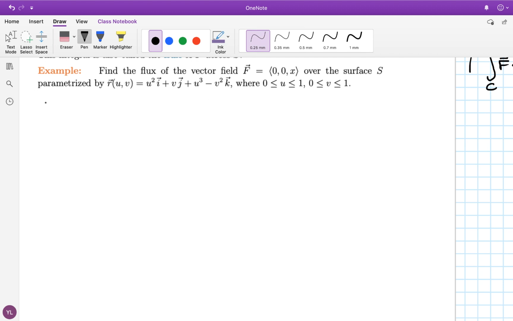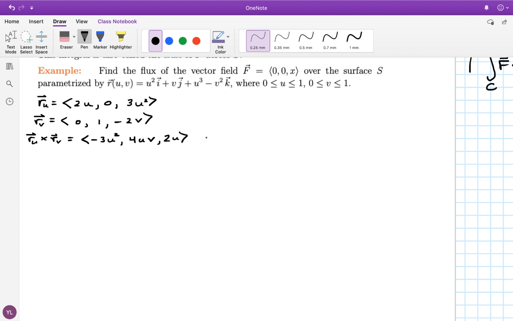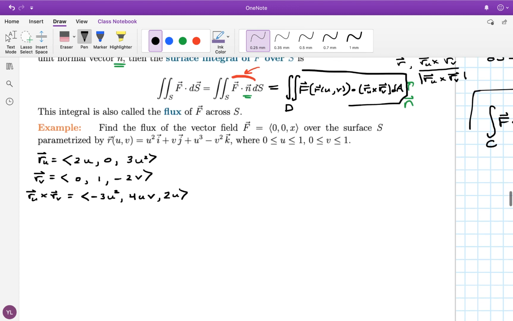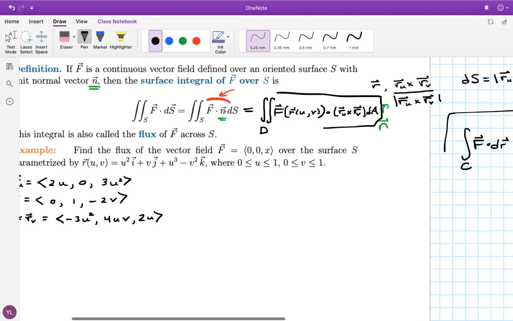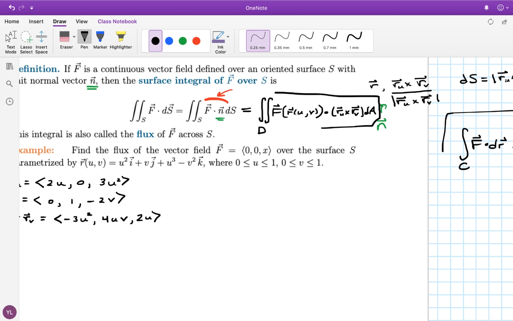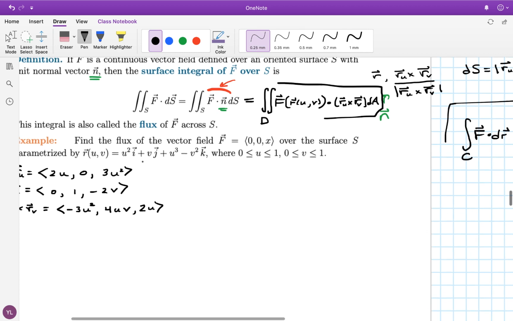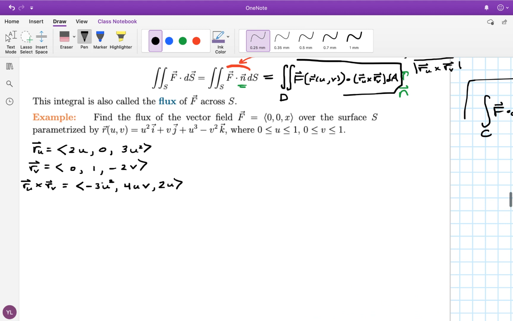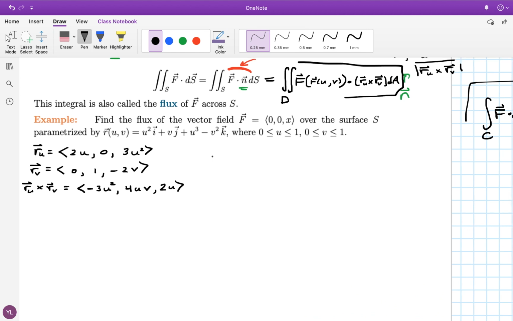I know I'm going to need an RU cross RV, so let me go ahead and crank that out. Okay, and instead of going through and computing the normal from scratch by taking this divided by its magnitude, I know that would be a waste of time because in order to get the dS, I'd have to multiply by the magnitude of RU cross RV. So I'm going to leave it at this, and then I'll go ahead and set up the integral.